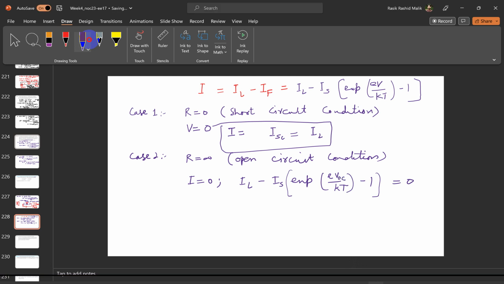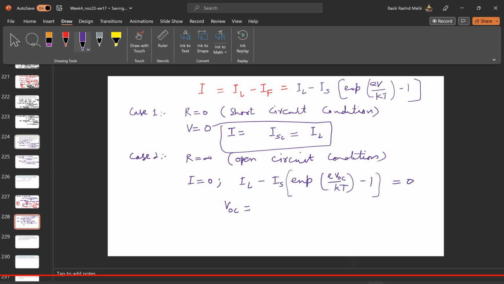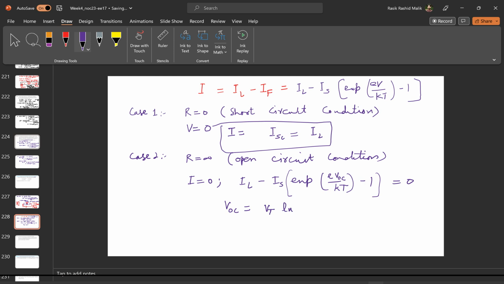So we can find this open circuit voltage by just reversing, taking IL to the right hand side, dividing by IS, and then taking logarithms. So this will be VT. VT is just KT by E into ln of 1 plus IL by IS.